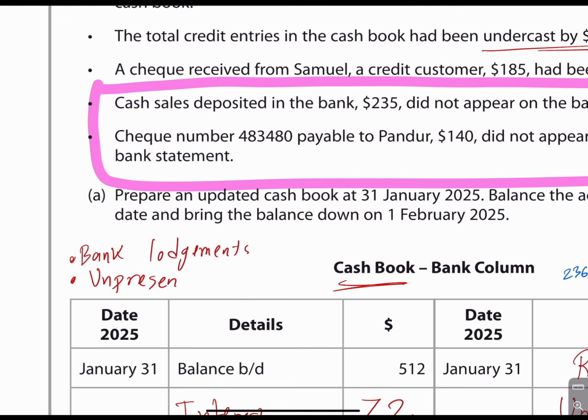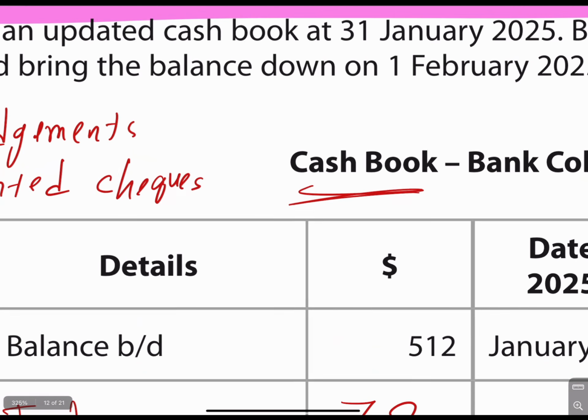Now for a quick reminder, unpresented checks are checks that you have given to the supplier or anyone that was supposed to receive money from you. So you have given them the check, but they haven't presented the check to the bank. So there is a time lag, right? There's a time lag in between. You have paid someone a check, so you have immediately written cash book credit. You have lowered your cash book balance.